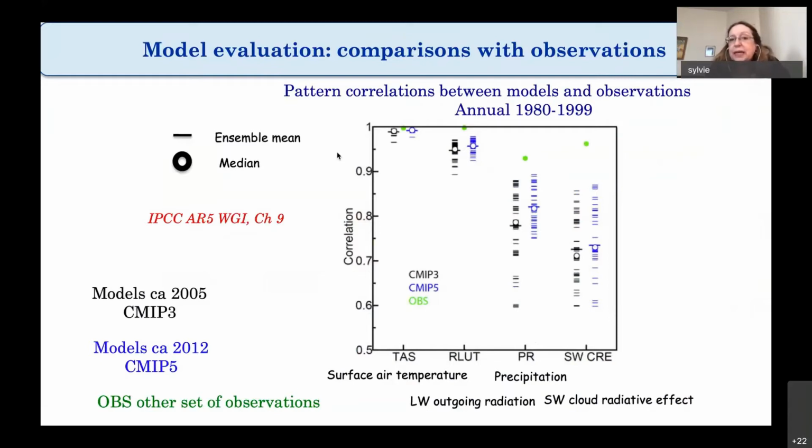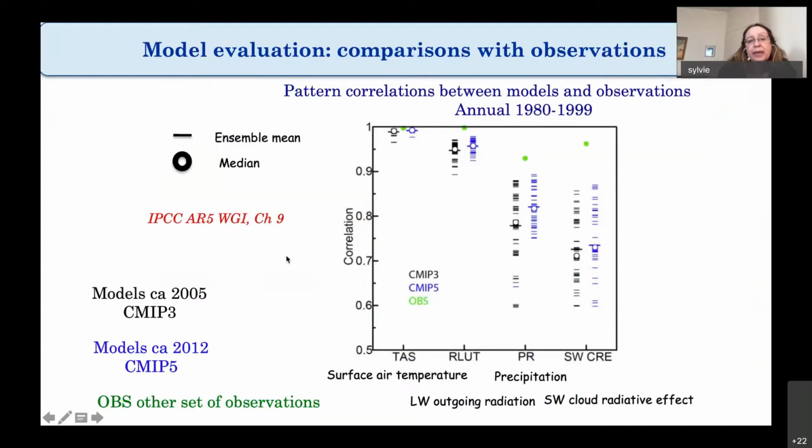What you can see is, and the observations are in green, sorry. What you can see is that models perform much better for temperature than for precipitation. You can also see that the uncertainty between models is bigger for precipitation than for temperature. For radiation, models perform much better for long wave outgoing radiation than for the short wave cloud radiative effect. And for the short wave cloud radiative effect, you have a wide range between the different models.